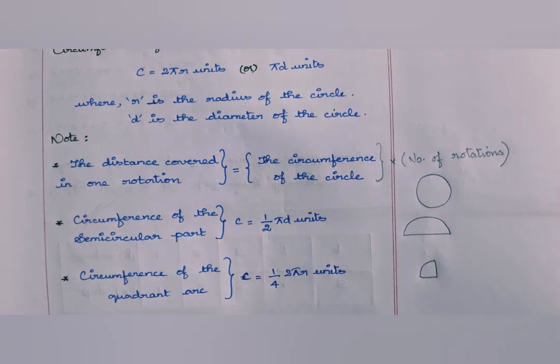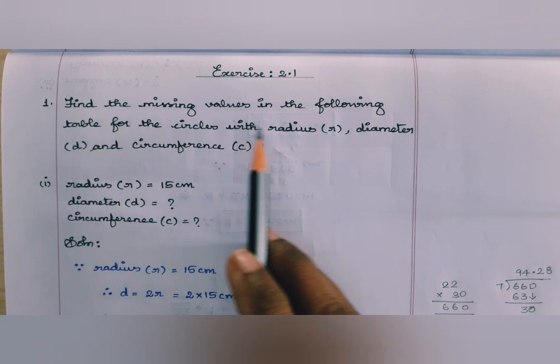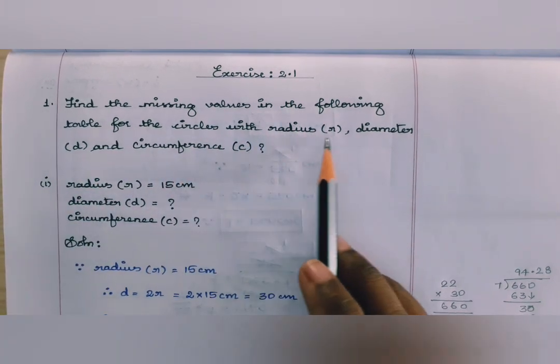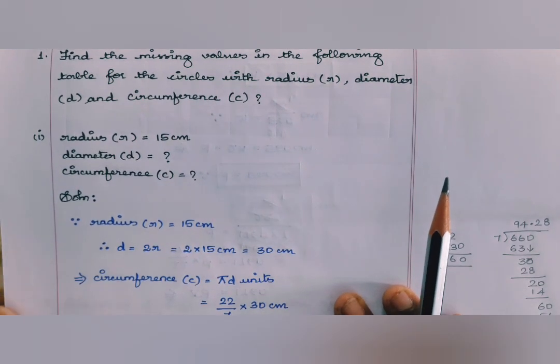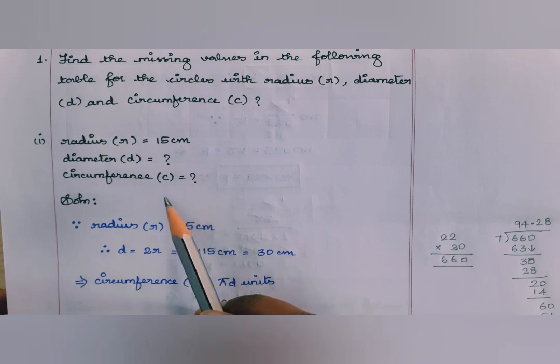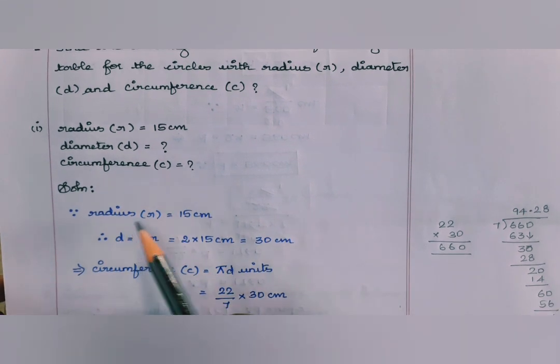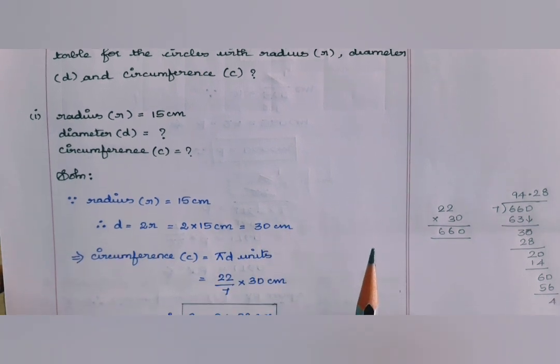Now let's move on to exercise 2.1. First question: find the missing numbers in the following table for the circles with radius r, diameter d and circumference C. Here they have given the radius as 15 centimeters; we have to find the diameter and circumference. Solution: since radius is equal to 15 centimeters, d is 2 times the radius, which is 2 into 15, equal to 30 centimeters. So the diameter is 30 centimeters.